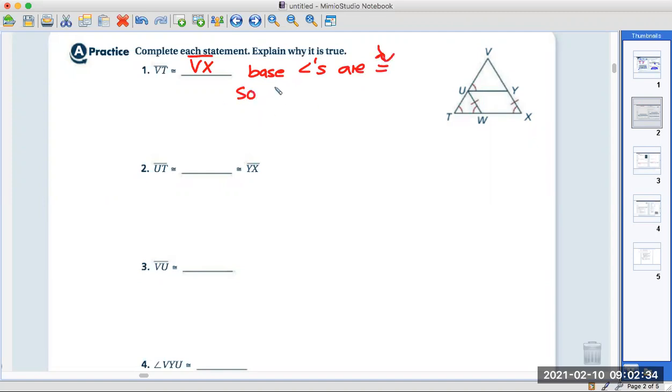So triangle T. Oh, today is really bad with this writer. Oh, you know what? I need to plug it in. That's what it is. So triangle TVX, the big triangle, is isosceles.